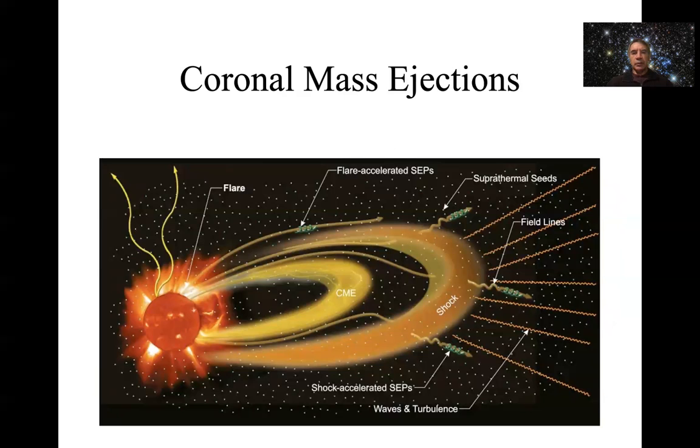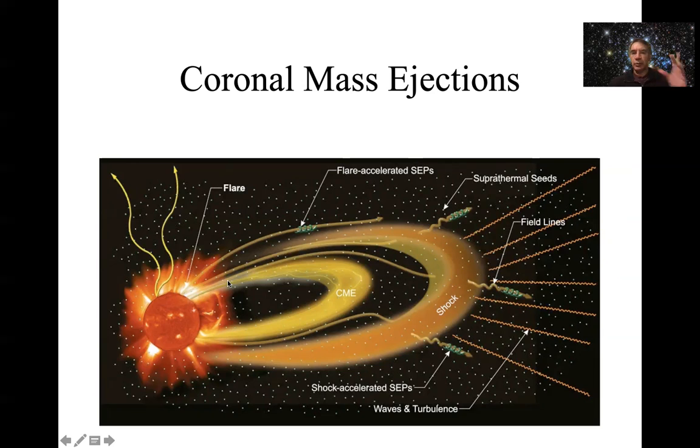So next I want to move on to looking at what happens to these loops as they go out into space. This brings us to the related idea of coronal mass ejections, which start from these energetic flares, but then the open field lines will go out into space, into the interplanetary medium, so between the Earth and the Sun, out into the solar system.